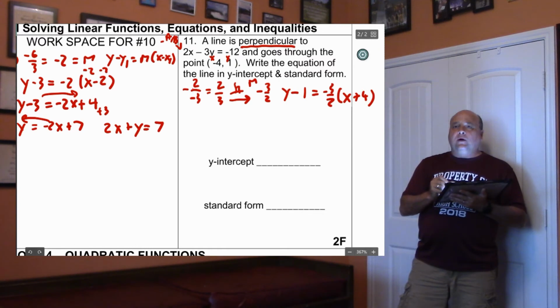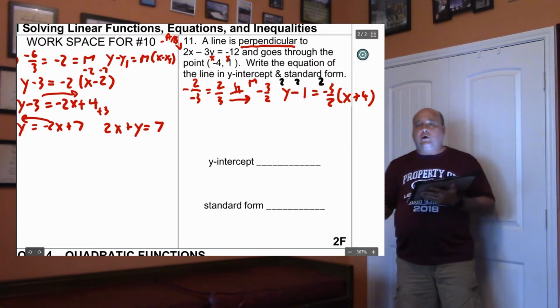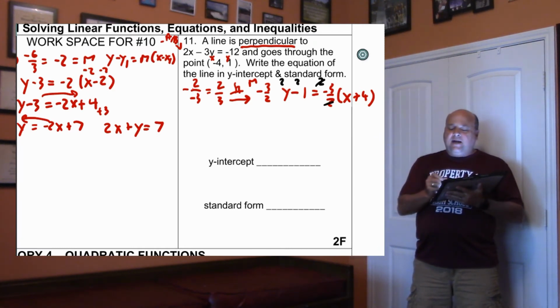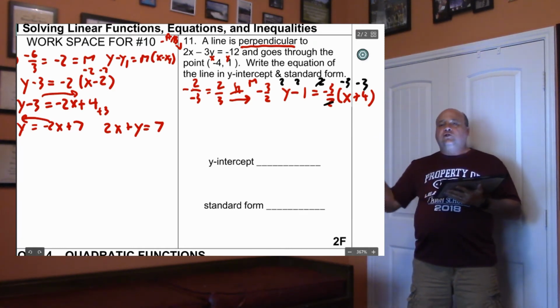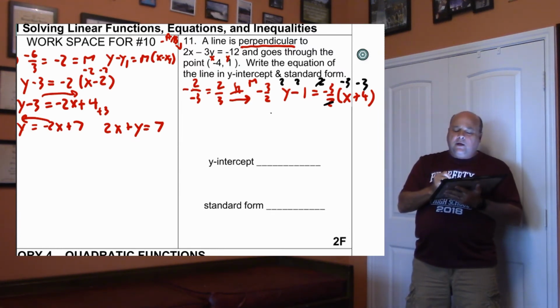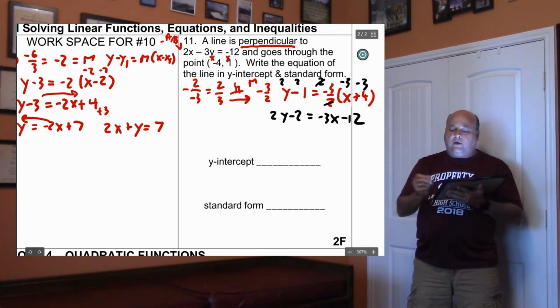Now then, I've got to get rid of that fraction of 2. So I'm going to multiply by 2 to both sides, aren't I? That deletes the 2s in the middle. But the -3 goes to the right. So the denominator goes left, the numerator goes right. We're going to multiply. 2y minus 2 equals -3x minus 12.